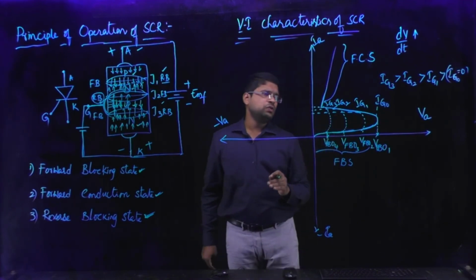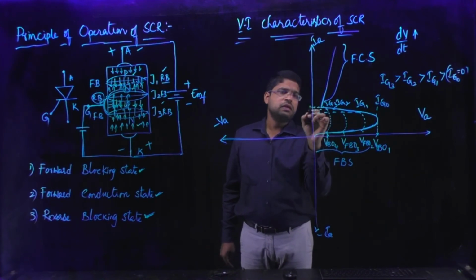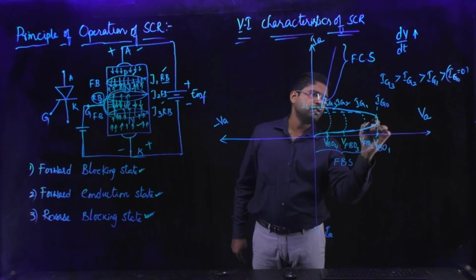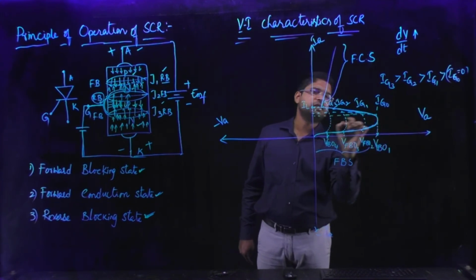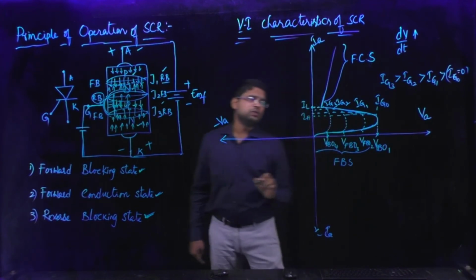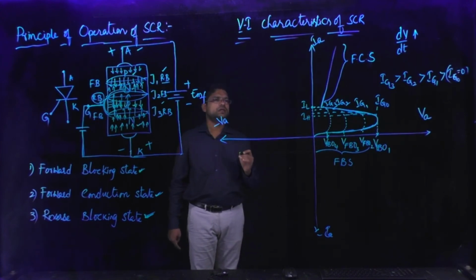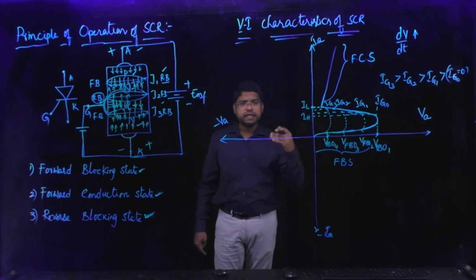Now here we need to understand something. The current at this point is called the latching current, and the current at this particular point, wherever it is getting turned off, is called the holding current, right? So there are two currents introduced in this voltage and current characteristic of the SCR. What is meant by holding current? What is meant by latching current?